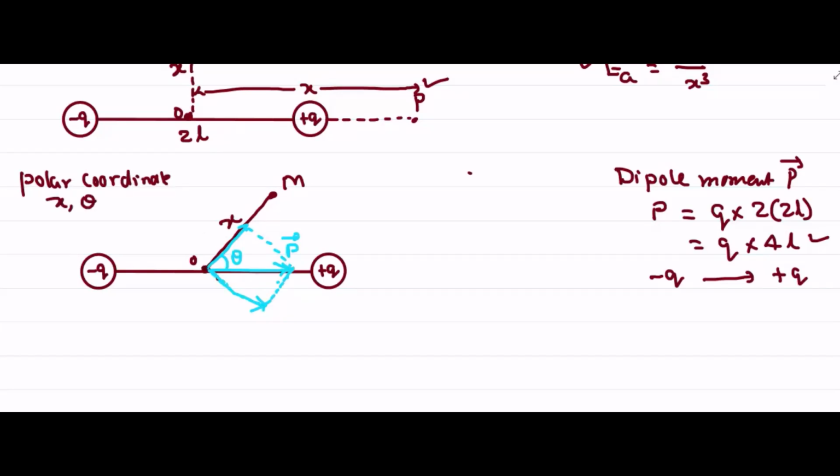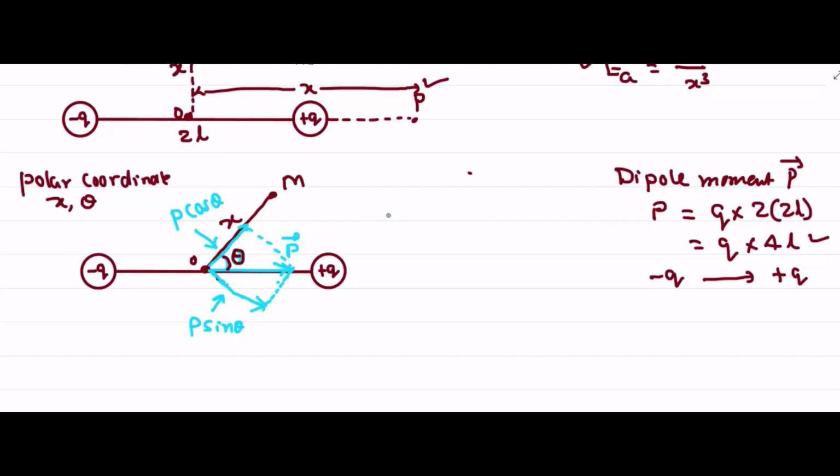X is the distance from this point O, and this is angle theta that it makes with this line joining the minus q and plus q charges. If this is angle theta, I can clearly see that this component will be equal to p cos theta and this component will be equal to p sin theta. The component which is adjacent to that angle is cos theta, p cos theta, and this is the opposite component, so p sin theta. So let's keep that in mind now, that this is p cos theta and this is p sin theta.